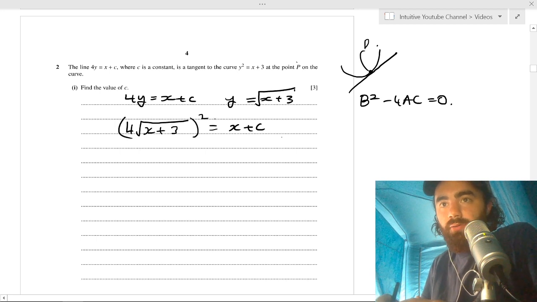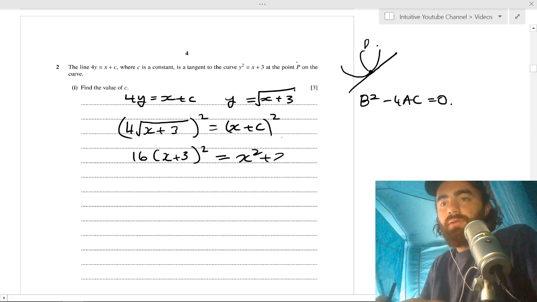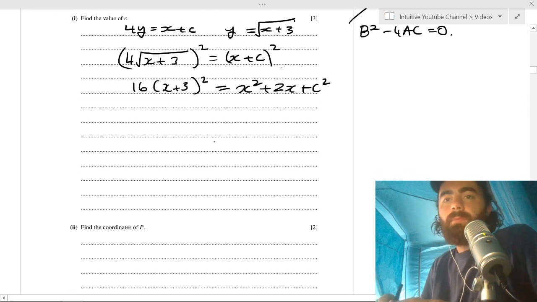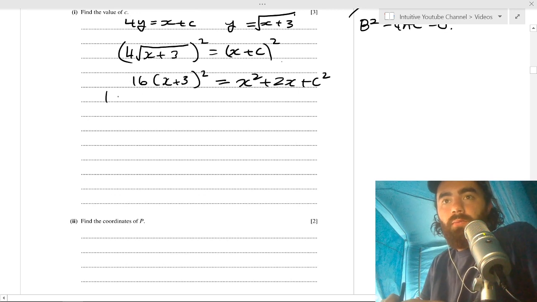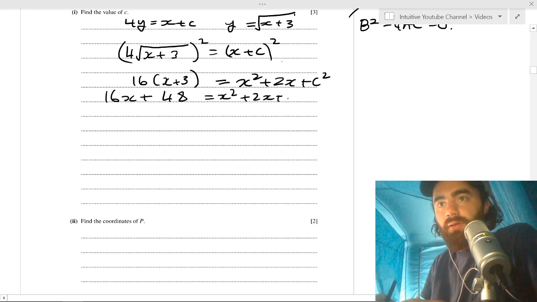And then we can square both sides. To get rid of the square root, we get (x + 3) squared equals, and we can expand this out, x squared plus 2xc plus c squared. Then, oh, that's not squared. On this side we get 16x plus 3 times 16 is 48, equals x squared plus 2xc plus c squared. Making all kinds of mistakes here.